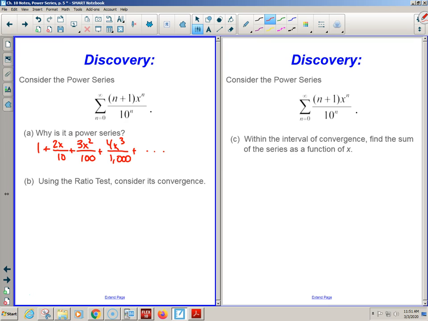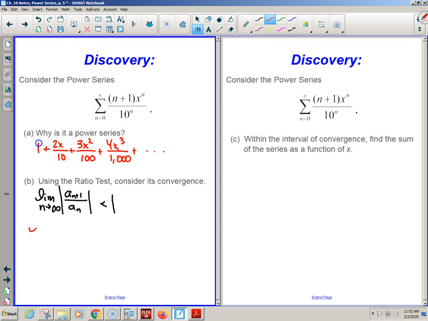Alright, letter B, using the ratio test. What did you guys see with the ratio test as to when a sub n plus 1 all over a sub n converges? Is it a less than? Is it a greater than? When does the ratio test show convergence? What is the limit as n goes to infinity of the n plus first over the n? Less than 1. Good.